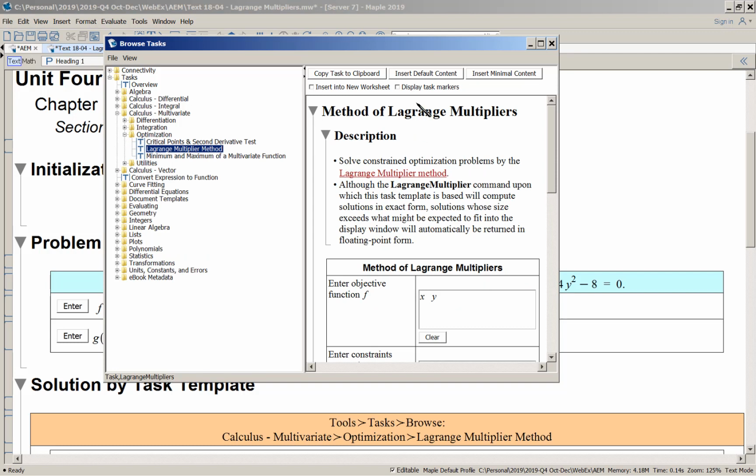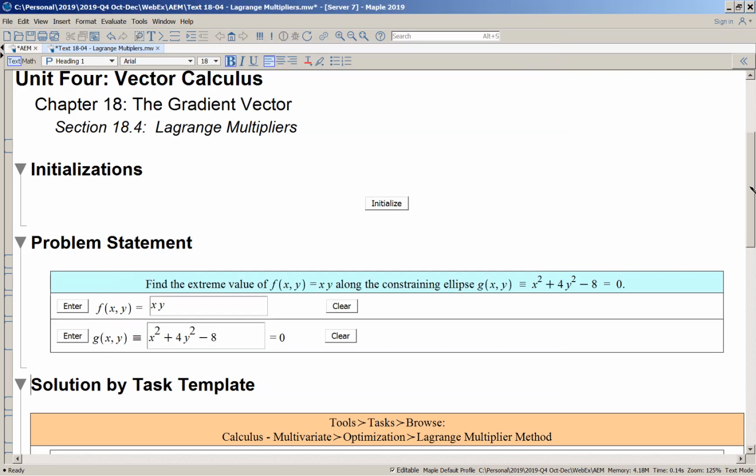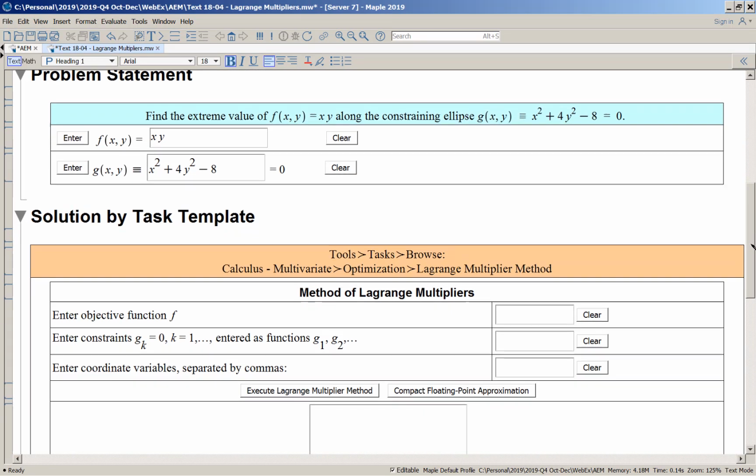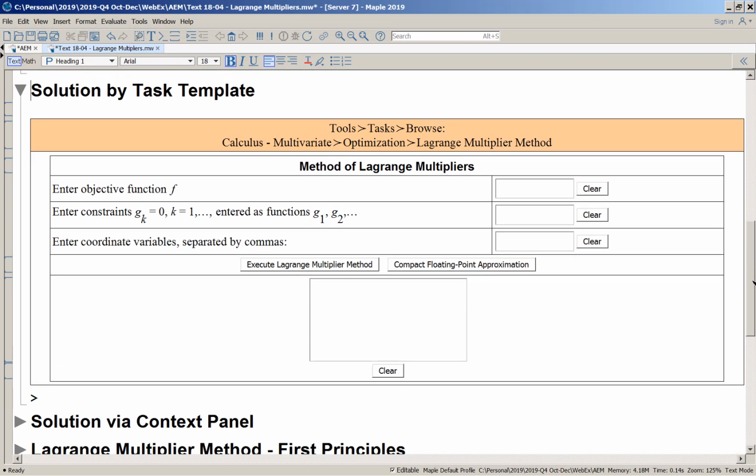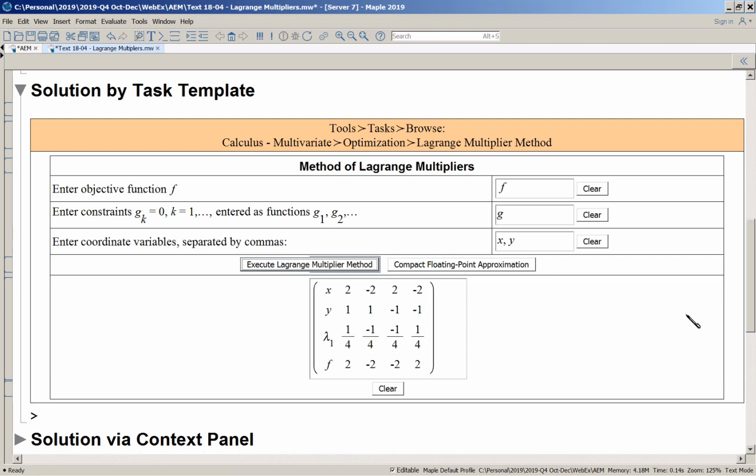You can insert it to your workspace by clicking either of these two insert buttons. Default content means you get a lot of extra verbiage, and minimal content means you get enough to make the thing work. And I've already got the task template embedded in my worksheet. So we make use of it, enter F here, enter G here, and the variables x, y here. This button executes a Lagrange multiplier command and displays the information in this matrix form where you read downwards.